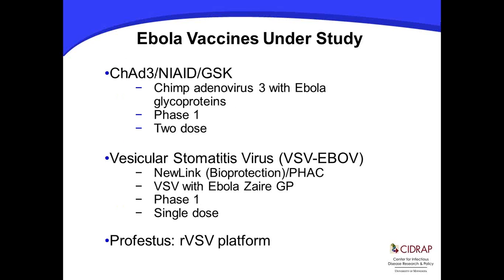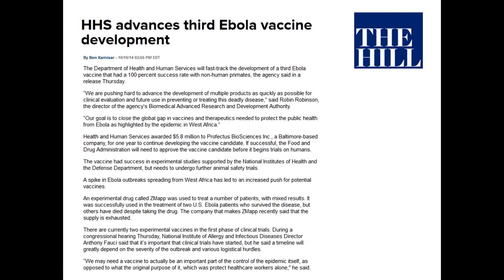There are currently 3 primary vaccines under consideration. One has been affectionately known as the chimp adenovirus 3, associated with the National Institutes of Health and GlaxoSmithKline. There are 2 other VSV vaccines, one with Newlink, and now, as you'll see in a moment, associated with Merck. This was first produced by the Canadian government and licensed to Newlink. And Profectus, a U.S. company, also has another VSV platform vaccine, all addressing Ebola Zaire.